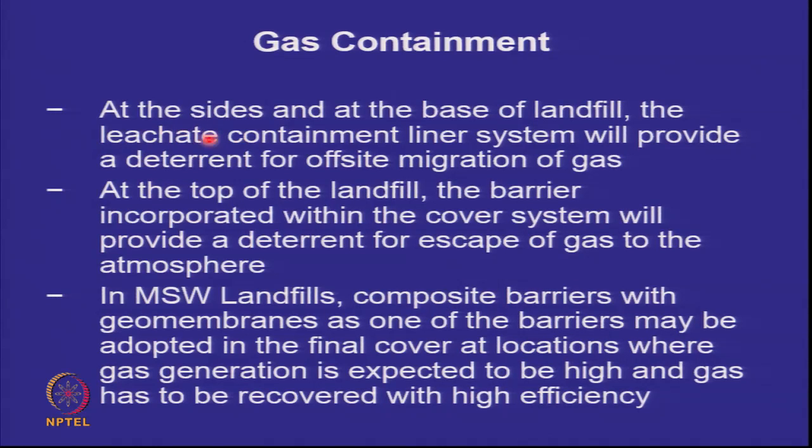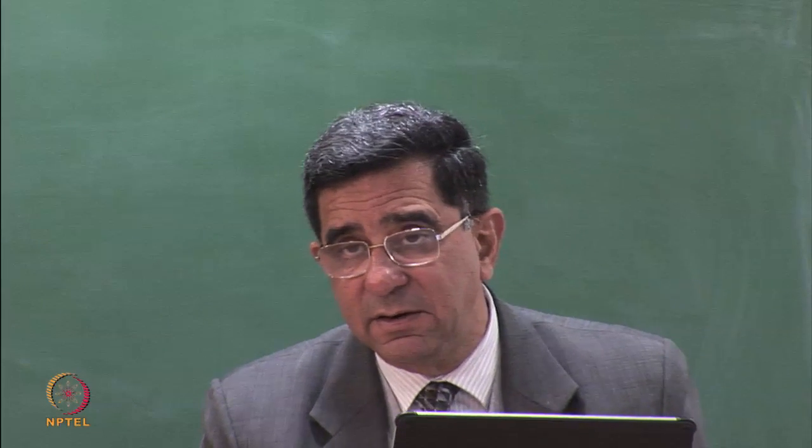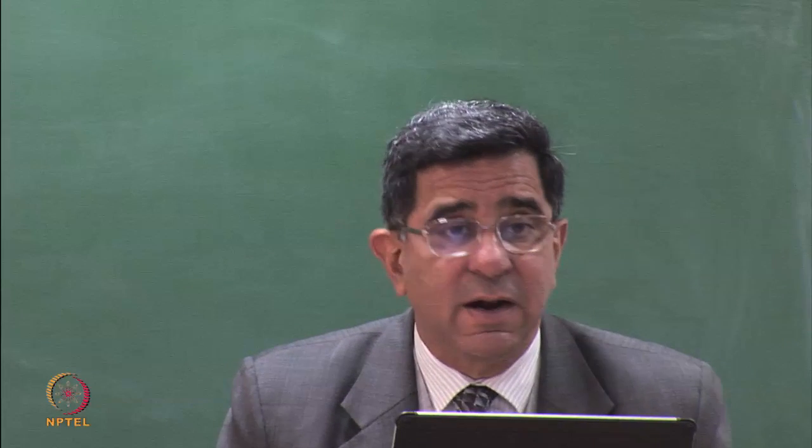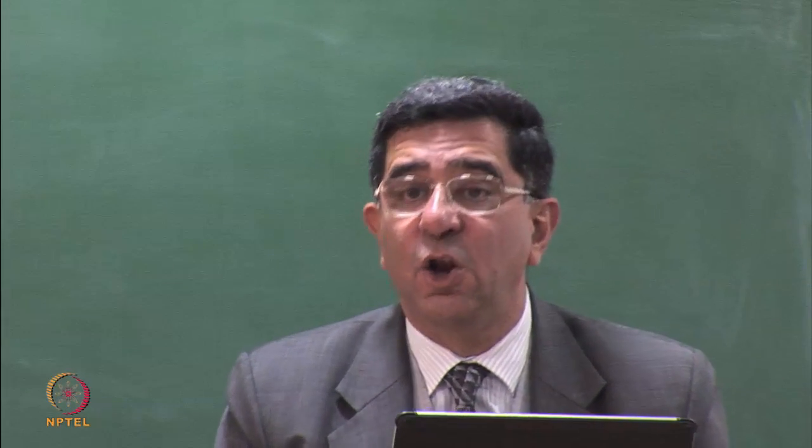So when we talk of containment, the liner at the bottom acts like a containment and the barrier at the top acts as a containment. If you want to extract the gas for the purpose of generating electricity, you will need a geomembrane at the top. Otherwise your gas collection efficiency will be very low.